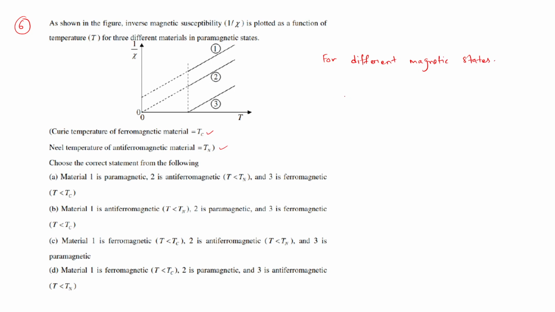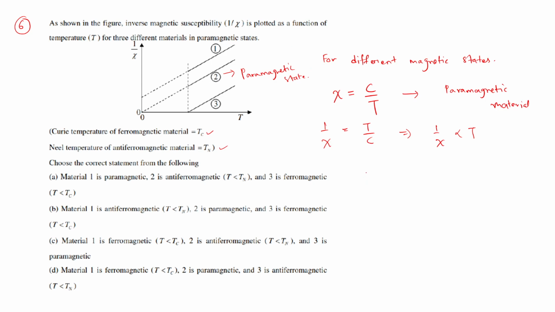the susceptibility chi is given as C over T, so this is, we know, for paramagnetic material. So if you do 1 over chi, then this would be T over C. You see this 1 over chi is directly proportional to temperature, and when T is 0, 1 over chi goes to 0. So this should correspond to paramagnetic state.